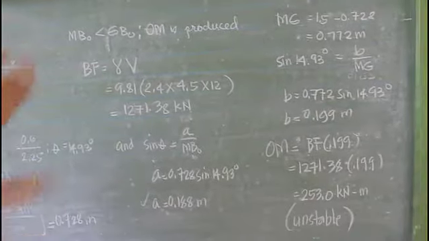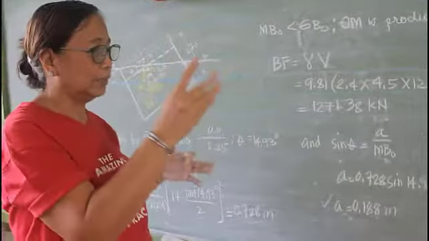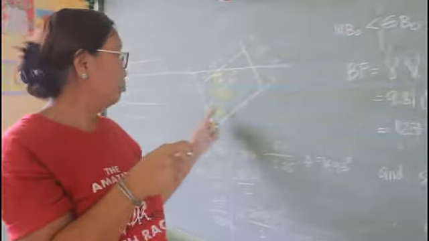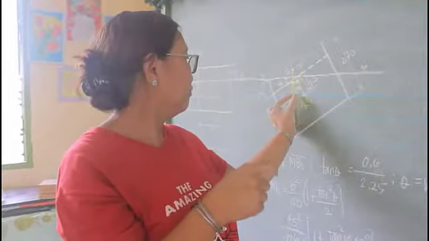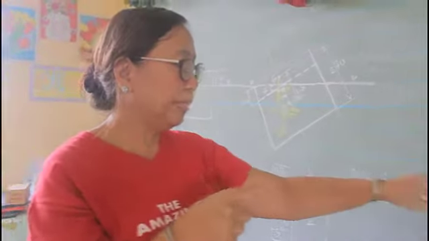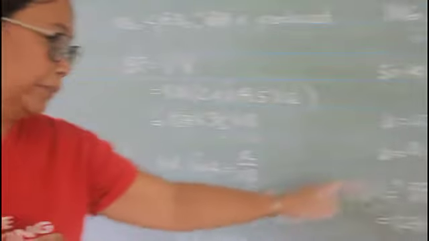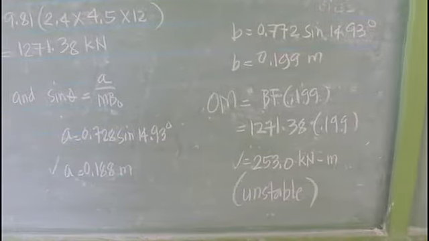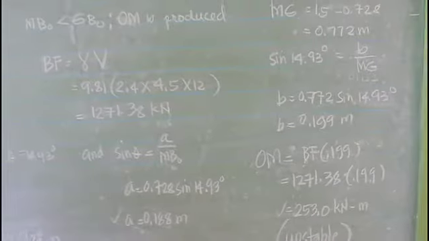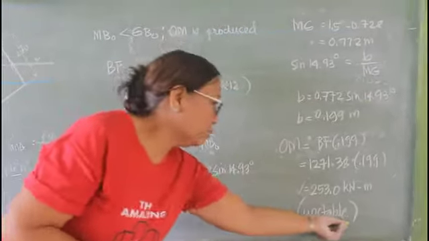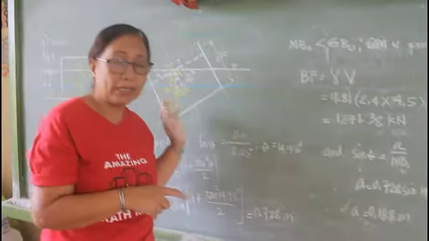Now, the overturning couple produces a moment, which is BF times B. We know BF, we know B. The moment is 253.0 kilonewton meter. So this one is an unstable equilibrium. Unstable siya.